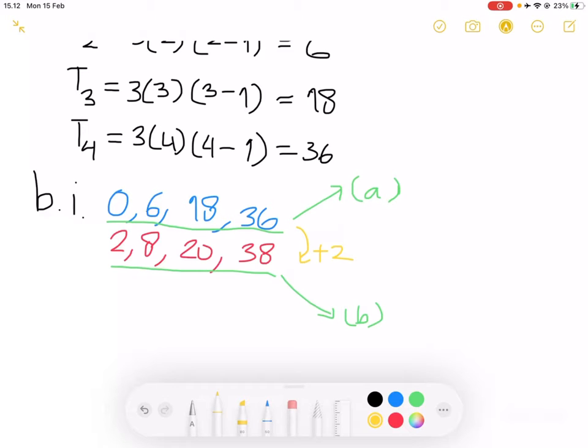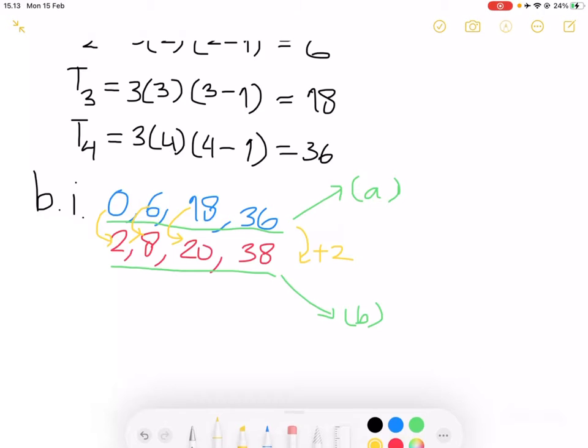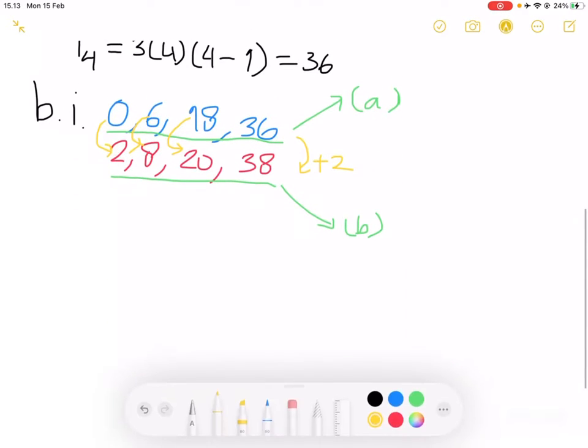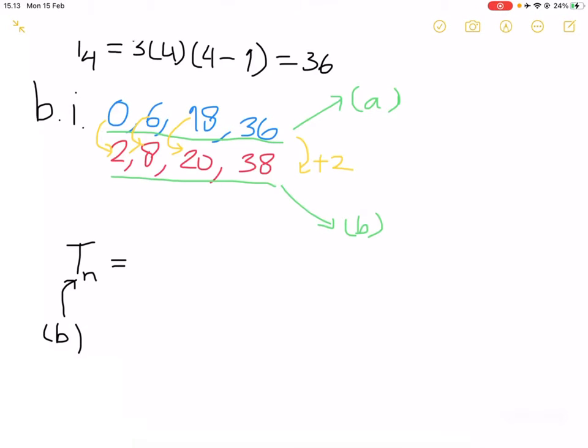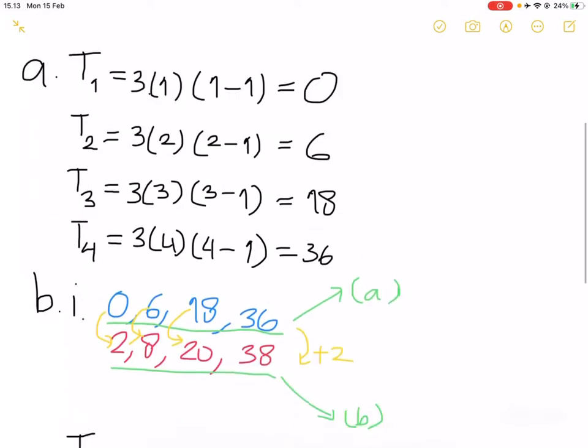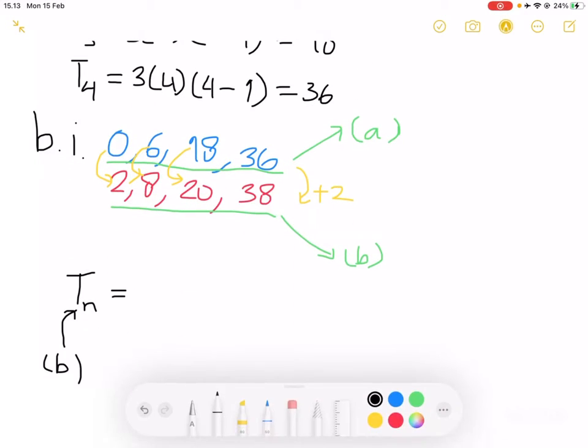So from 0, you add 2 to get 2. From 6, you add 2 to get 8. From 18, you add 2 to get 20. And therefore, with this pattern, we can conclude that the nth term, and I'm referring to the nth term of the sequence in part B, will be equal to the formula of the sequence in part A, but just added by 2. So we have 3n times n minus 1, and then we add 2 on the end.